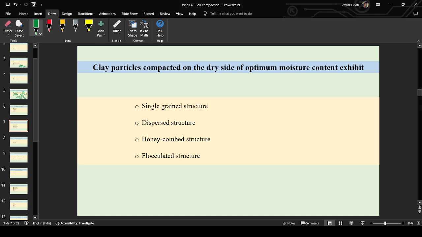That is disoriented, not oriented. Flocculated structure. And on the wet side, it becomes more oriented, or you can say dispersed structure on the wet side of the optimum. So yes, the correct answer is clay particles compacted on the dry side of the optimum moisture content exhibit flocculated structure. This is disoriented or non-oriented structure, whatever you can say.